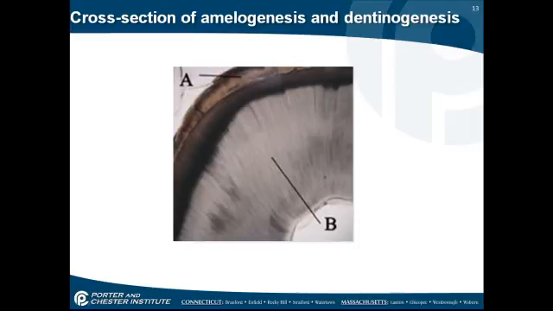And here's a cross section of the amelogenesis and dentinogenesis. The amelogenesis is the enamel, it's the outer layer, and it's very hard. The dentinogenesis creates the dentin. It's got these tubules that go down towards the pulp, so this is the structure.